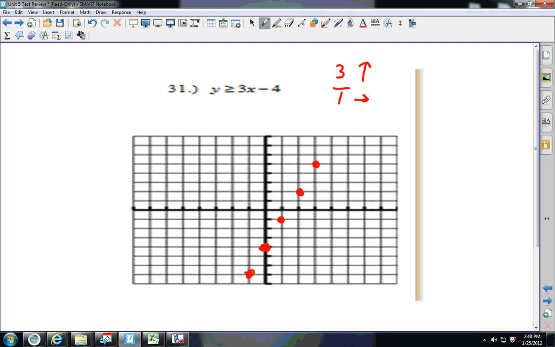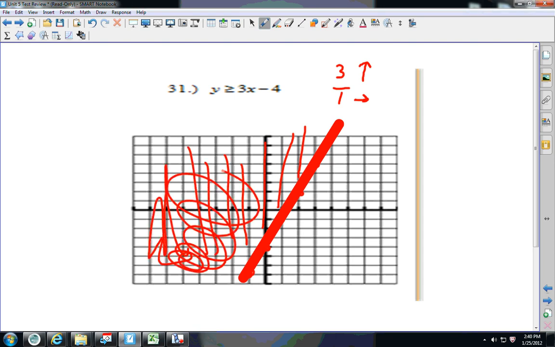Because it says equal to, it would be a solid boundary line. So I would use a solid line. Now, it says greater than, so that means you need to go above. So you start on your line, you draw your lines up. It's above, so all of this is a solution. Everything on the line is a solution too because it is a solid boundary line.